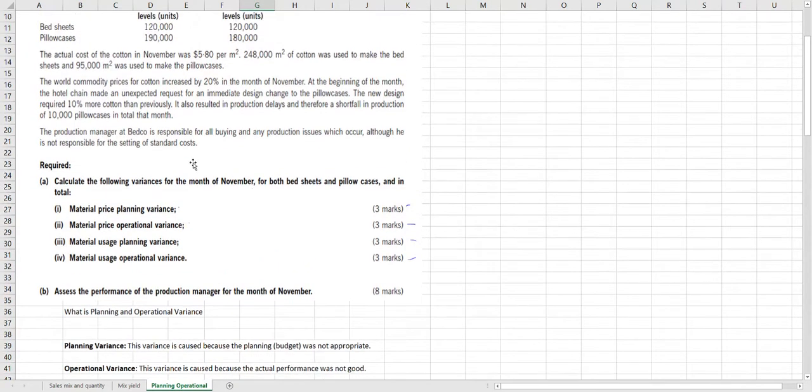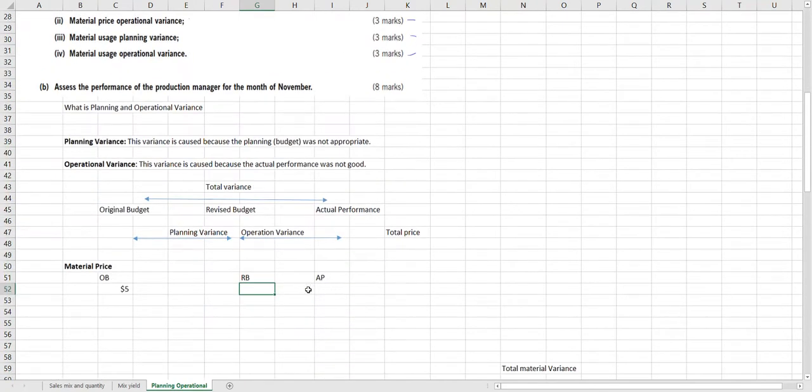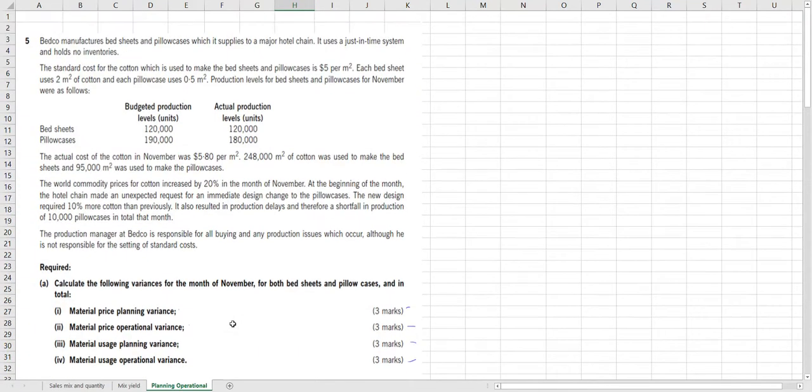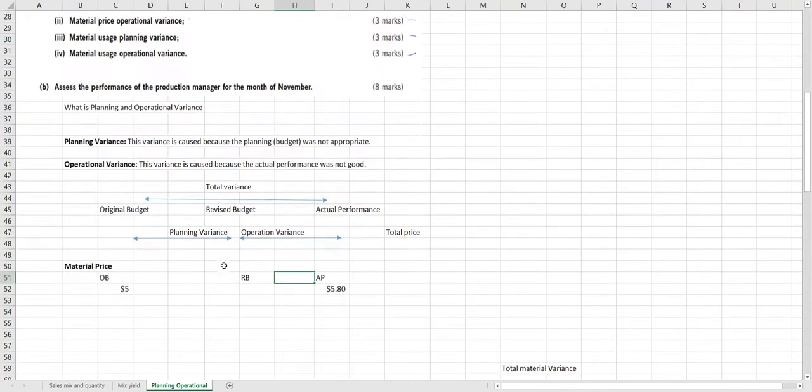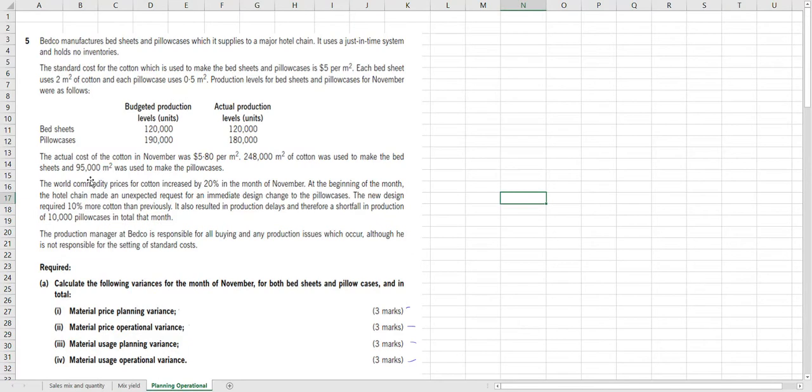But the actual cost of the cotton in November was 5.8. Now this is actual, I'll write it here. Now if I compare both, that would be total variance price. Okay, the world commodity prices for cotton increased by 20% in the month of November.